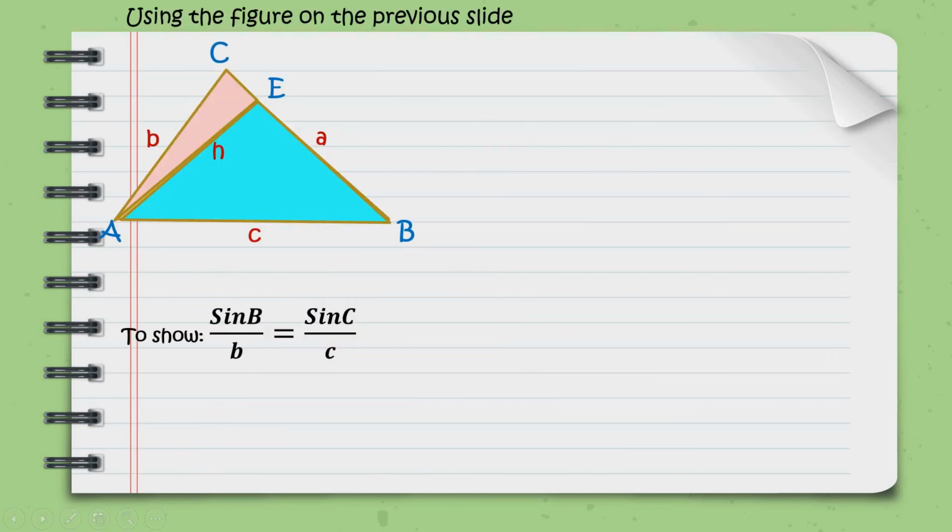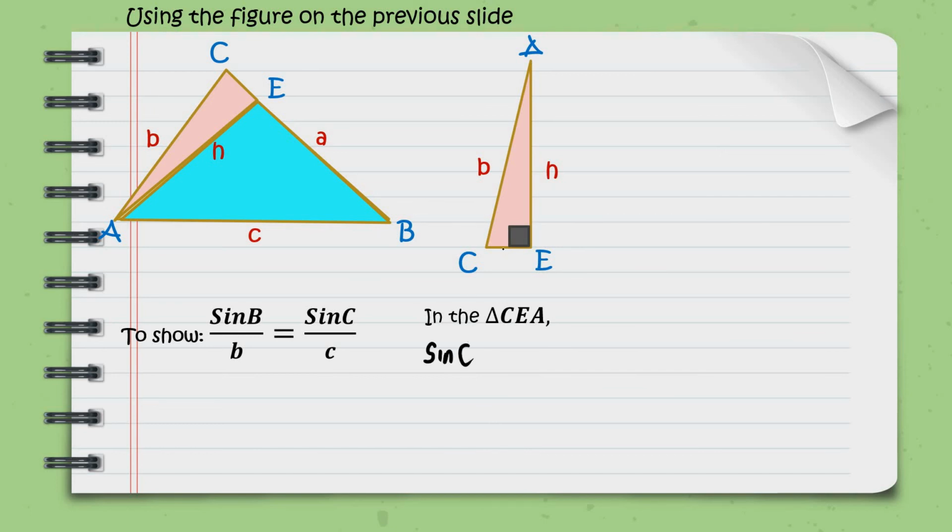Using the figure on the previous slides, let us show that sine of angle B over b is equal to sine of angle C over c. Let's use the orange right triangle CEA with right angle at angle E. Let's find sine of angle C. So label the parts of the right triangle. b is our hypotenuse since it is the longest side. And with respect to angle C, h is our opposite side. Then sine of angle C is equal to h over b. Let's write it in terms of h by applying the cross product property. So we have here h is equal to b sine of angle C.